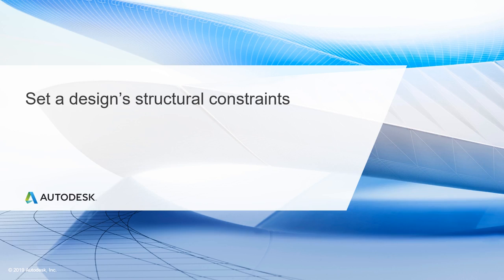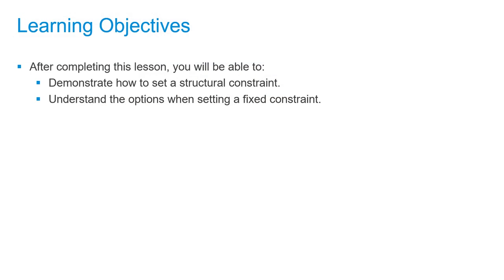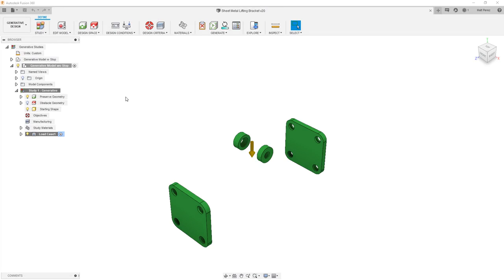In this lesson, we'll set a design's structural constraints. After completing this lesson, you'll be able to demonstrate how to set a structural constraint and understand the options when setting a fixed constraint. Let's carry on with the file from our previous example, and let's talk about setting up our structural constraints.